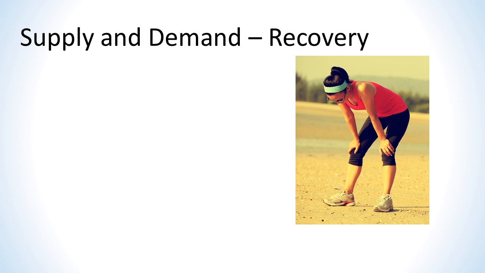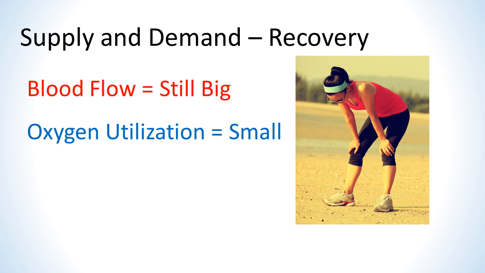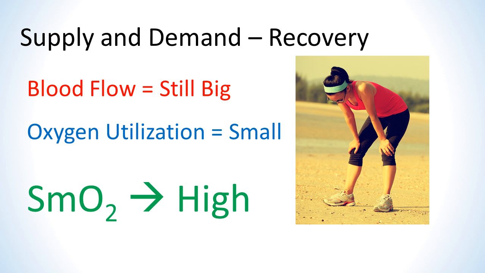The final case we want to consider is recovery. When the athlete completes a workout or a race, the blood flow continues to be elevated even after the workout is complete. The heart rate will be elevated and the blood vessels in the working muscles will remain dilated for some time. However, the demand for oxygen almost drops immediately once the exercise has stopped. This leads to the situation of a high SmO2. Very often, the SmO2 will be higher in this case than it was at rest before the exercise even started.